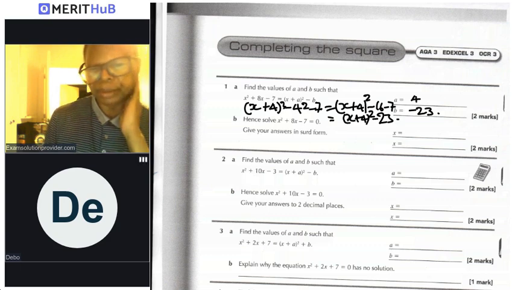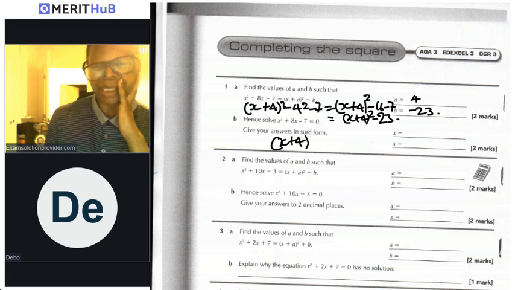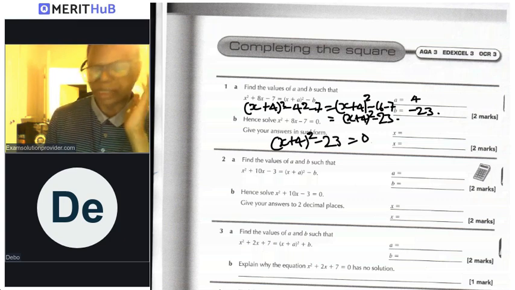Right. Okay, so then the next it says, solve. So solve this. You can see this is exactly the same as that. So we just need to take this one. So what we have is (x plus 4) squared minus 23 equals 0. So therefore we need to add the 23 to both sides. So if we do that, we're going to have (x plus 4) squared equals 23.